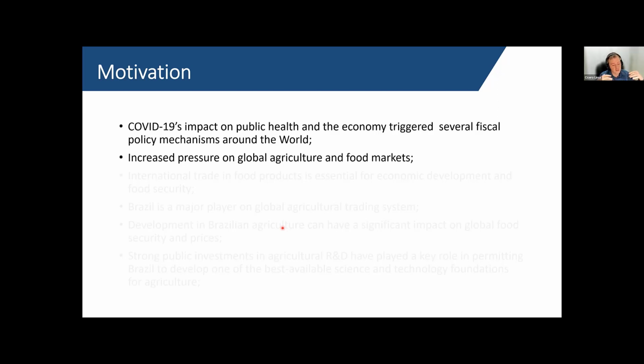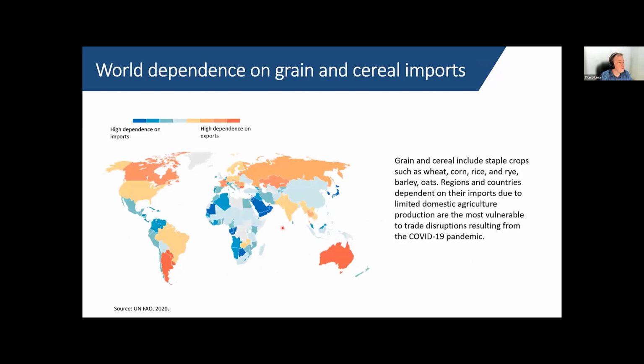Because food has a higher share in the budget for the poorest families. When you look at this at the global level, this is especially true when you track the dependence on imports and the dependence on exports for different countries. So you can see a higher dependence on imports for staple crops in Africa and South America, and in the other regions in South Asia and Southeast Asia.